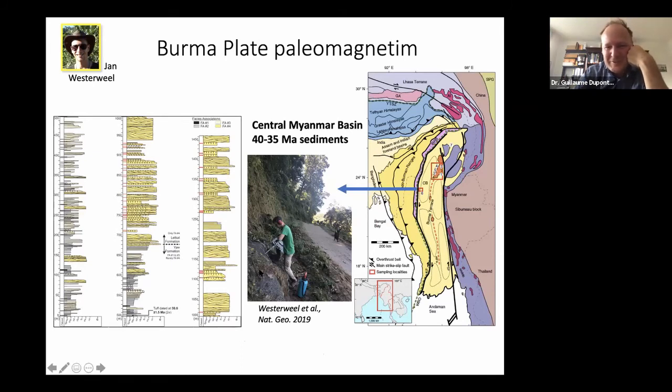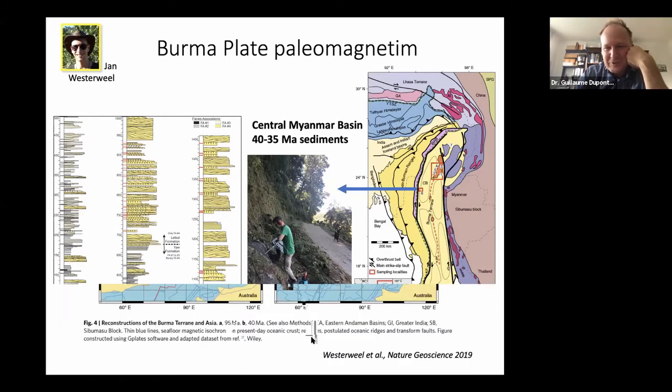Yeah, so this is stuff a geology student can do, collecting samples. So this is from sediment. This is a pile of sediment shown on this log on the left. And so we took samples throughout the sediments and then dated the sediments to show that they were deposited between 40 and 35 million years ago.